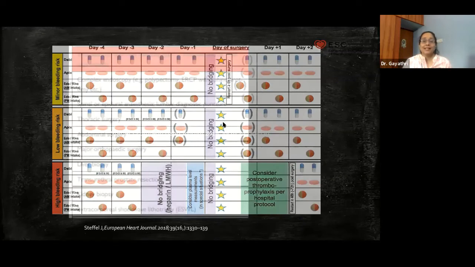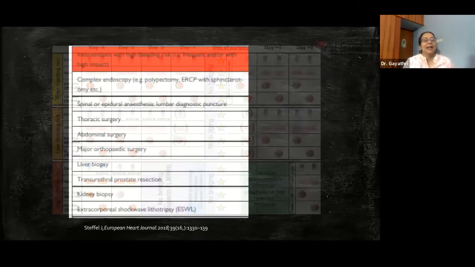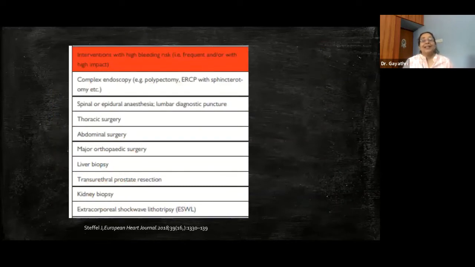Now, coming to the surgeries which are important to us. In the previous 2 cases, I don't think the anesthetist plays a major role, so it may be something like monitored anesthesia care. But here, spinal and epidural are considered interventions with high bleeding risk. And we have complex endoscopies like ERCP, abdominal surgery, orthopedic surgery, liver biopsy, TURP, and kidney biopsy. All these conditions are considered to have high bleeding risk.